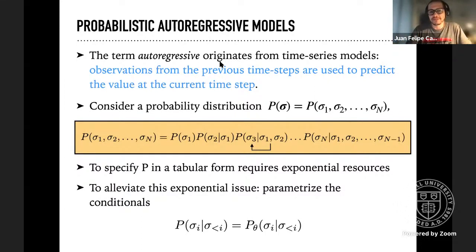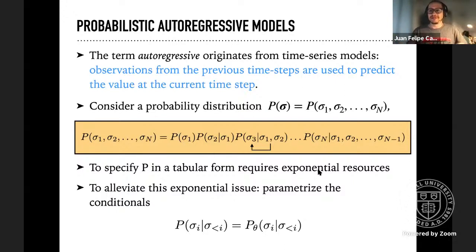And you see the autoregressive nature in there, where previous variables that you have observed, if you think of sigma 1, sigma 2 through sigma n as a time series of spin variables, and then you use sigma 1 and sigma 2, the previous time steps you observed, to predict the probability of sigma 3, and so on. So in general, you can specify any probability distribution in a tabular form, but this requires specifying all these conditionals, and so this requires exponential resources.